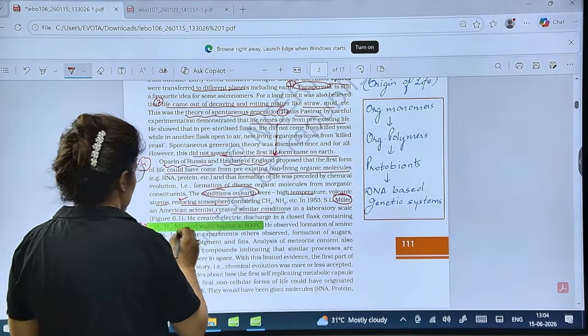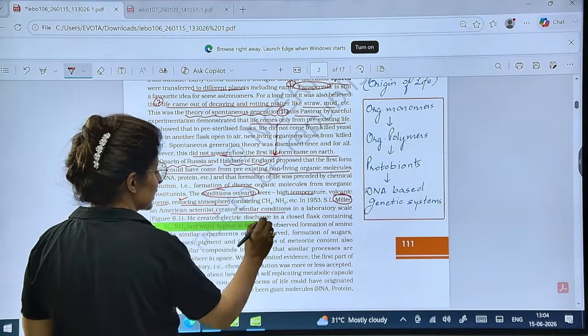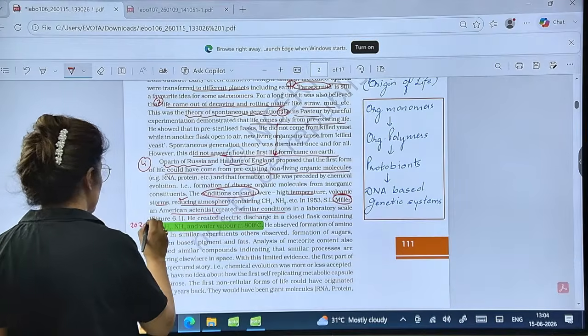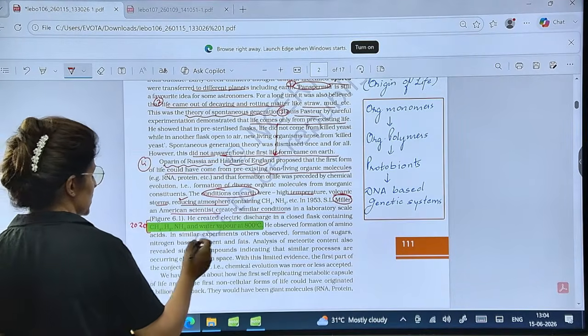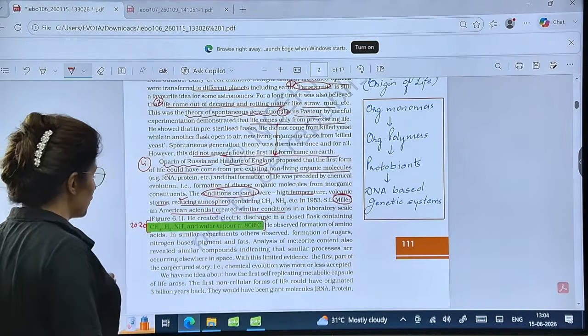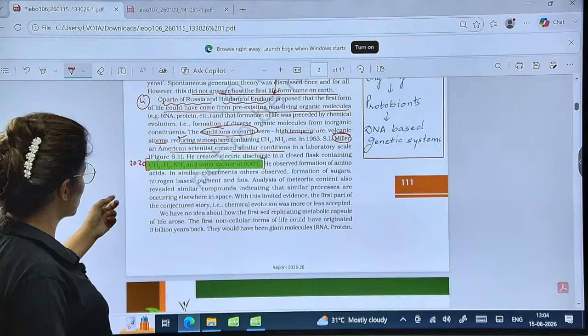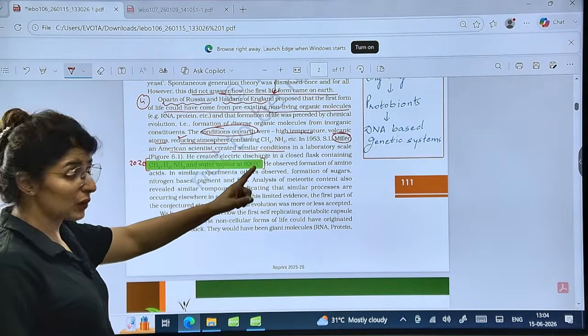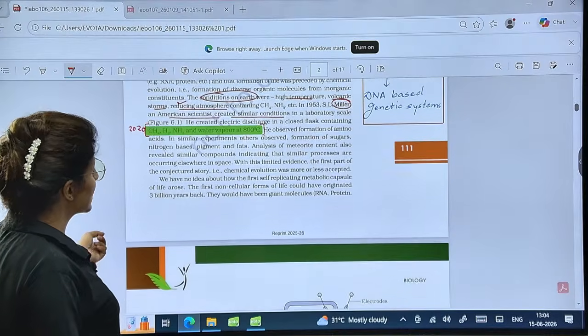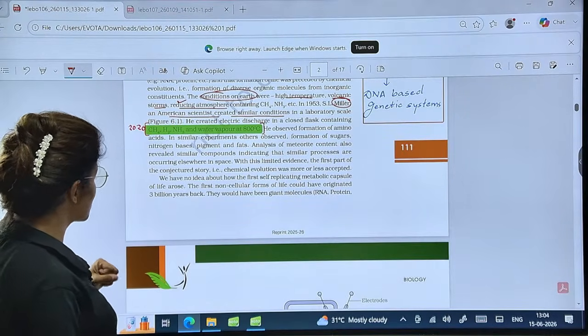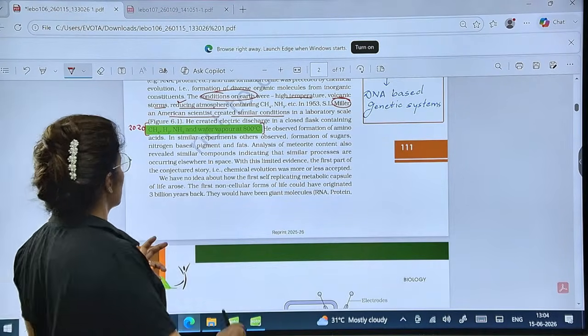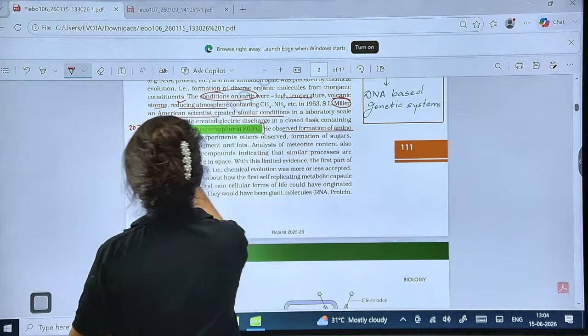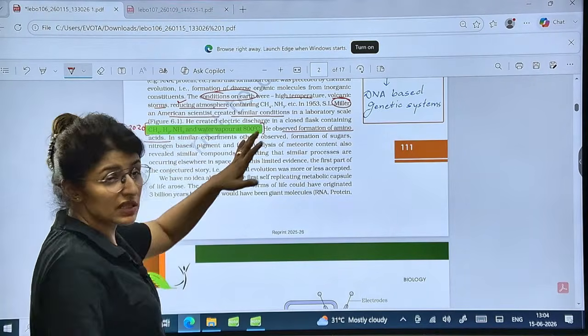So he created an electric discharge in a closed flask, and in 2020, guys, it was asked which molecules were taken. It was methane, hydrogen, ammonia, and water, taken at 800 degrees Celsius. And what did he observe? He observed that amino acids were formed. He observed the formation of amino acids from just these 4 molecules.